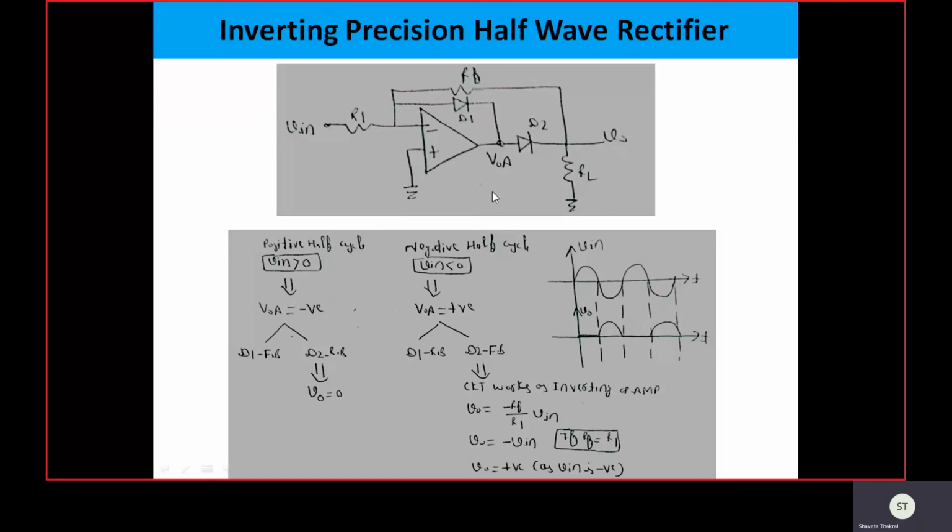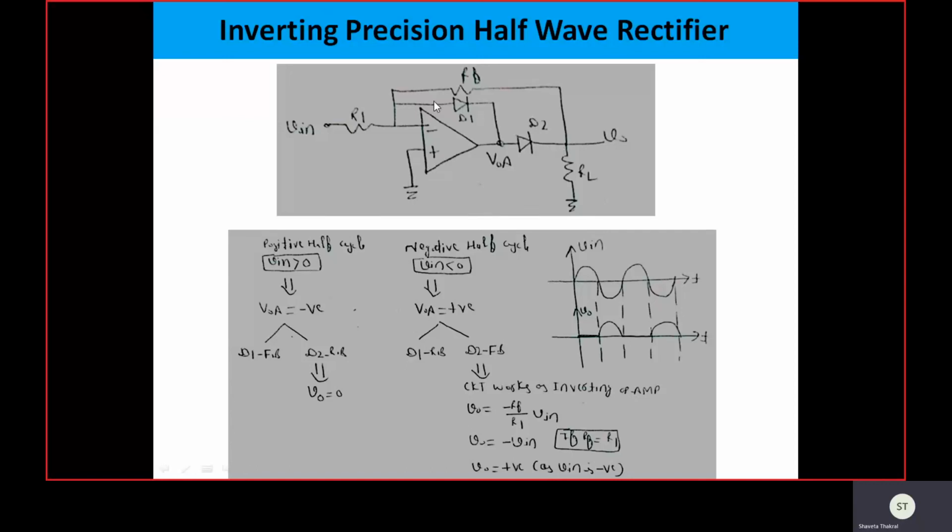And in the negative half cycle, when Vin is less than 0, as it is an inverting operational amplifier, the output obtained here will be positive. So the VOA point will be positive, and the p-type material of D2 will get positive potential and the n-type material of D1 will get positive potential. So now this diode will be reverse biased and this diode will be forward biased. When this diode gets forward biased, it will behave as a short circuit.